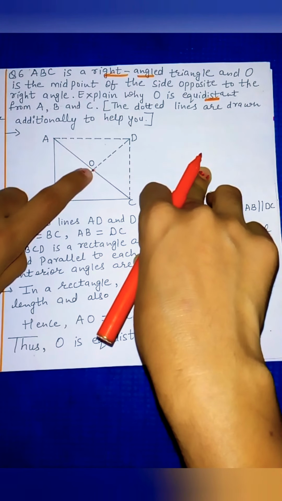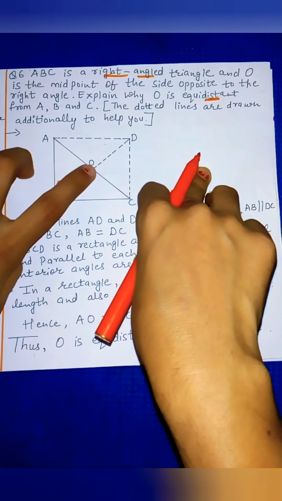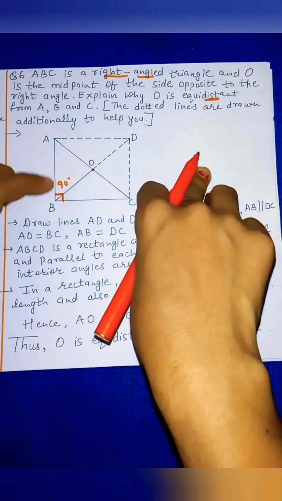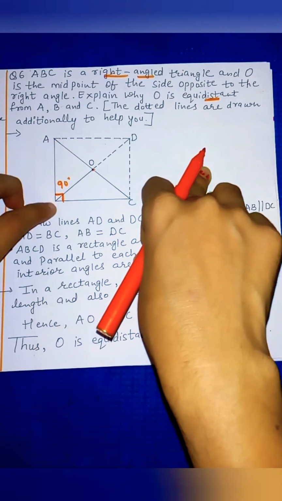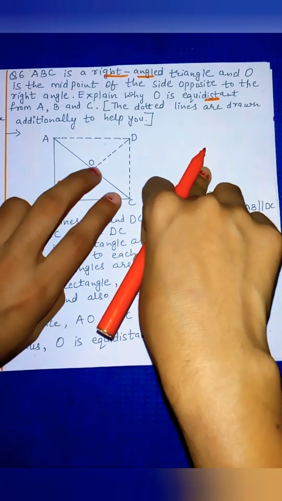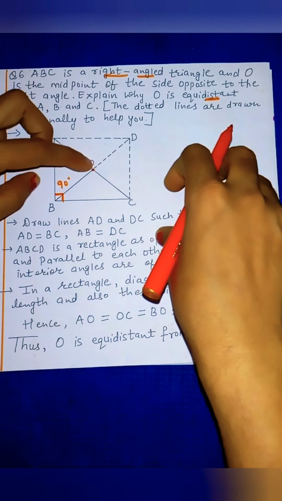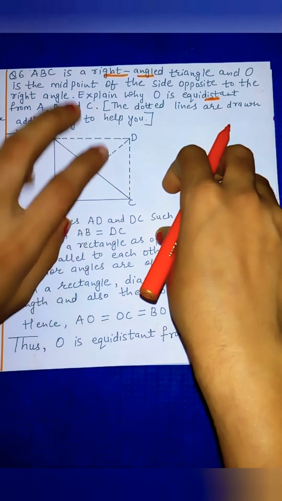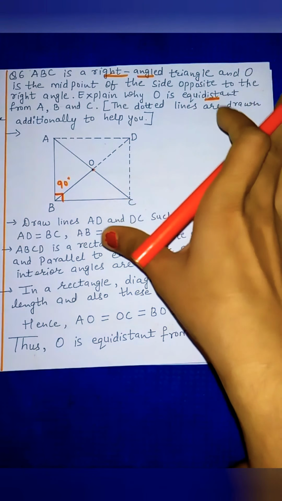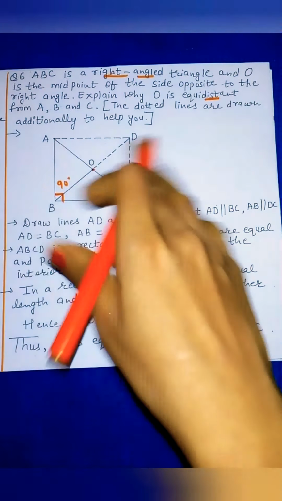So this point O is at equal distance from A, it is also at equal distance from B, and this O is also at equal distance from C. So the distance between O and A, O and B, O and C is the same. We need to explain why it is the same.